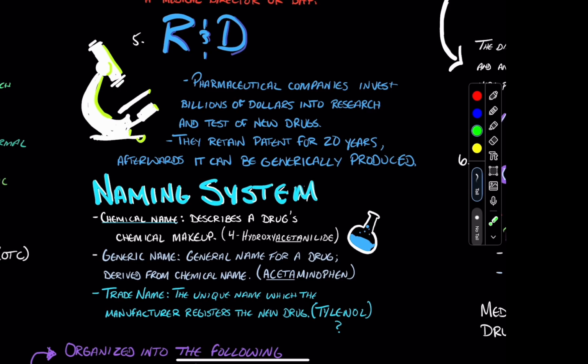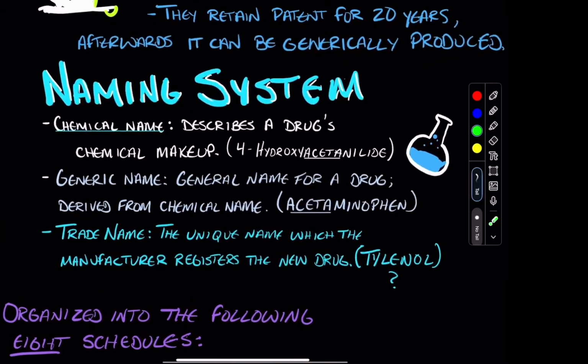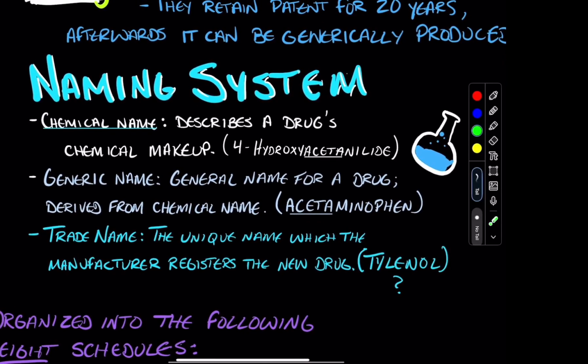One of the things that makes it tricky in our field of work is that we can run into a few different naming systems as medications age or mature, I should say. They'll usually start off with a trade name. That's the name the companies that develop them want to put out, their commercial name for the medication. It's a unique name which the manufacturer registers for the new drug. I put down Tylenol here, with a question mark under it, because I'll explain that in a second.